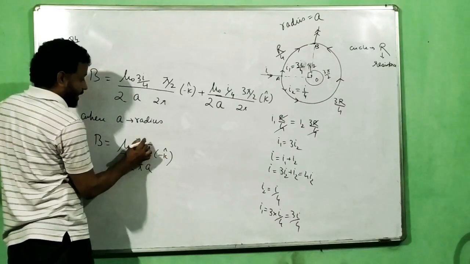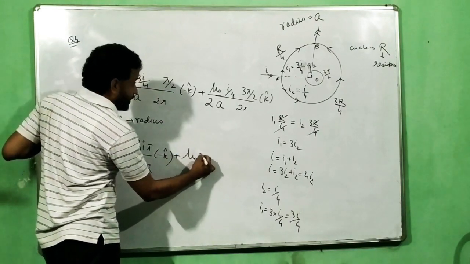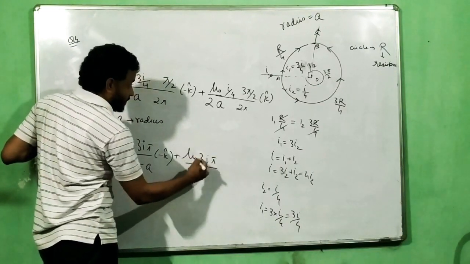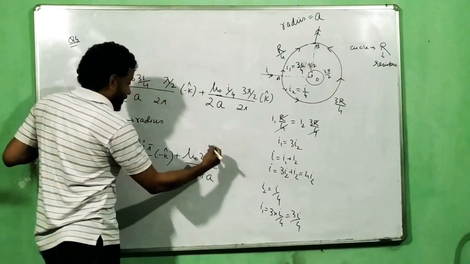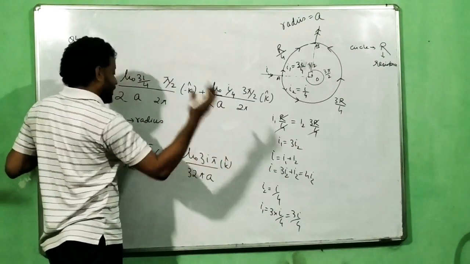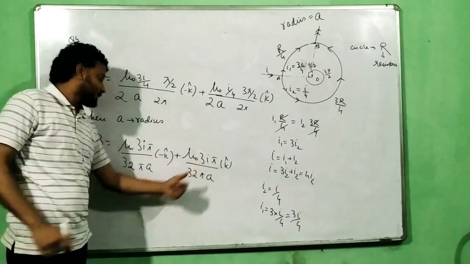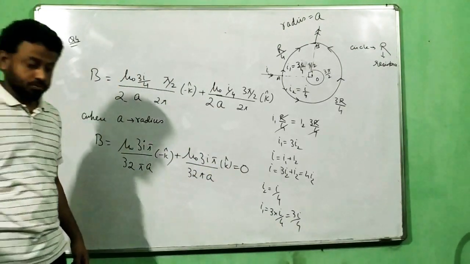Plus mu naught 3I pi divided by 32 pi a, in the plus k cap direction. You can simplify, but of no use. These two are exactly the same with opposite direction. So what is the net field? Net field is 0.